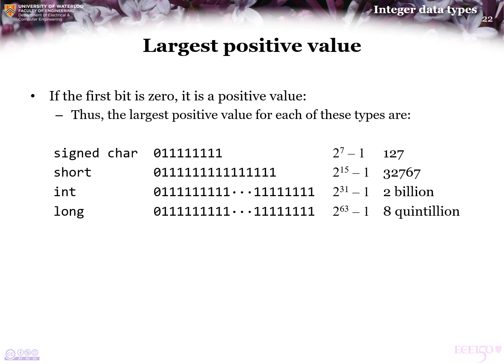As you can see, the largest possible value that can be stored in a signed type is almost exactly half the largest value that can be stored in an unsigned type. The only difference is that an unsigned type can only store positive values, whereas a signed type can store both positive and negative values.